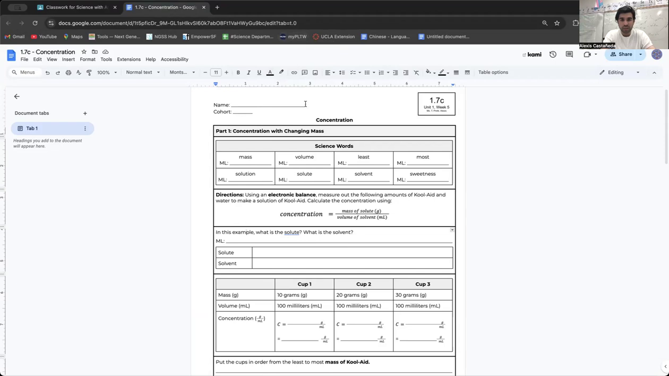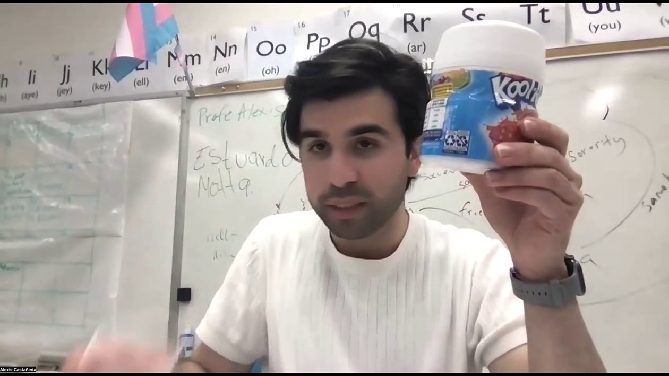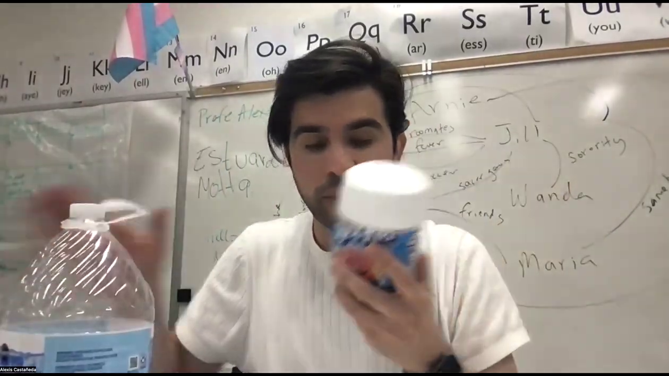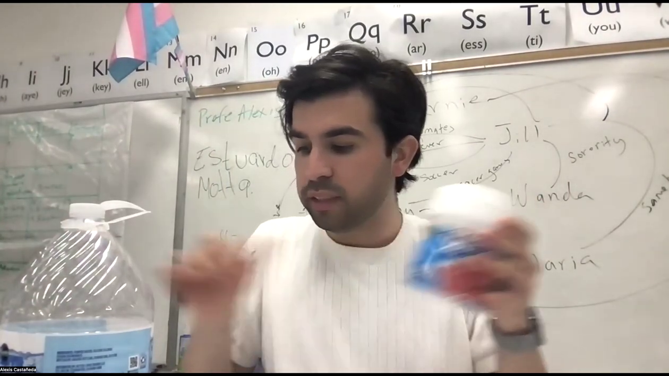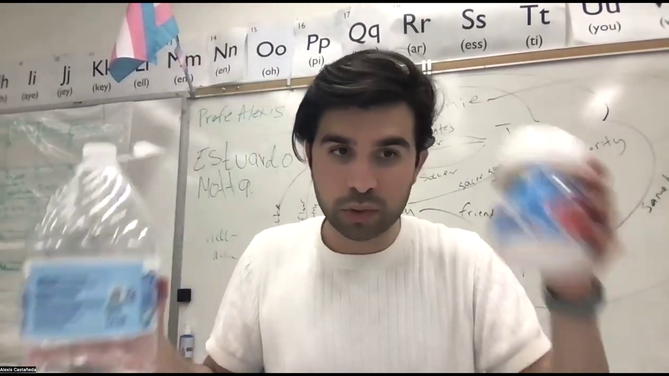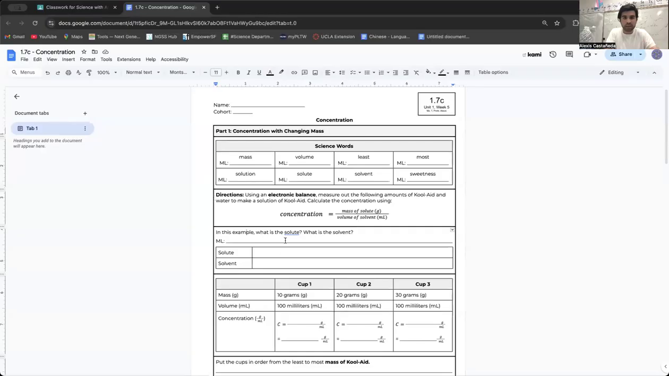So in this lab, we're going to have some Kool-Aid and we're going to be mixing it with some water. So in this case, our solute is the Kool-Aid. This is the thing that's going to dissolve inside the water. And then the solvent is our water. This is the thing that is going to dissolve the Kool-Aid. So this is the solvent, this is the solute. All right. So when we write our answer, we're going to write that our solute is the Kool-Aid, and our solvent is the water.